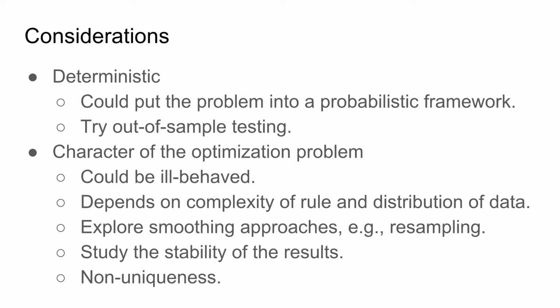But you also need to worry about the character of the optimization problem. If you choose a really complicated rule, the problem could be really ill-behaved. You might not be able to find a good solution. And that would depend on the complexity of the rule and the distribution of the data. So you could try things like smoothing, resampling, and generally try to understand the stability of the results and how the problem is behaving.